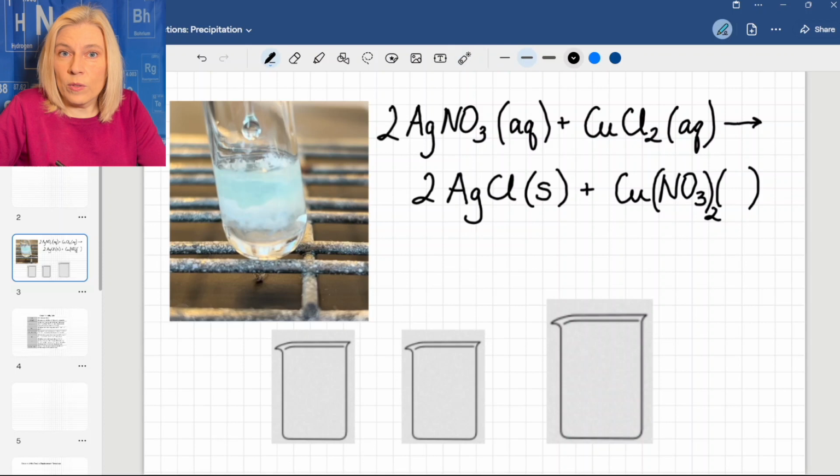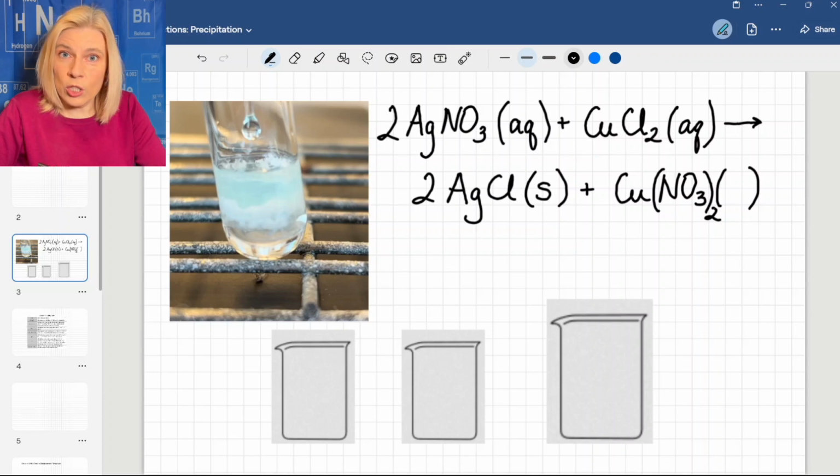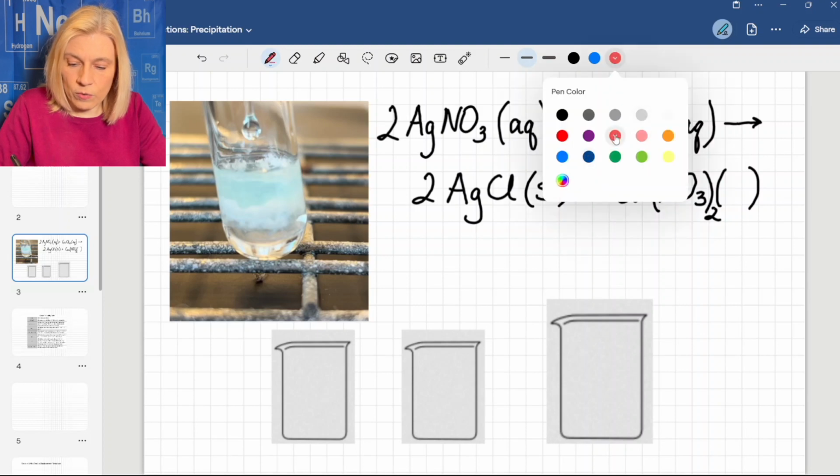What I would like to do next is to make sure you understand this reaction and understand what AQ means. AQ means dissolved in water. But how do ionic substances dissolve in water? Do you remember? They have to dissociate into ions. So I would like to draw a picture to really show you what's going on. So first, in our first beaker, we had a solution of silver nitrate. Let's make our silver red.